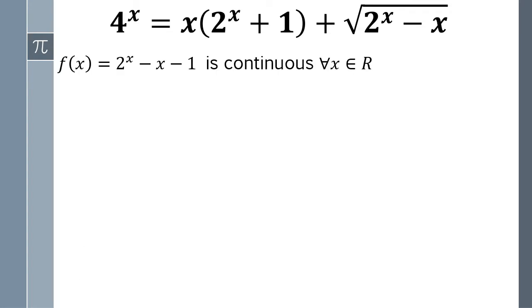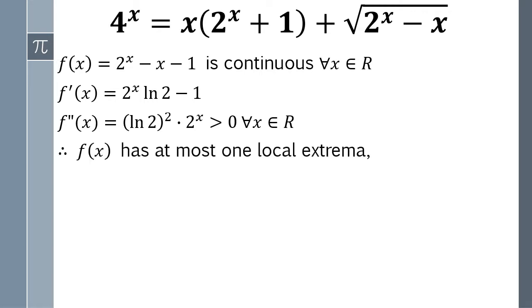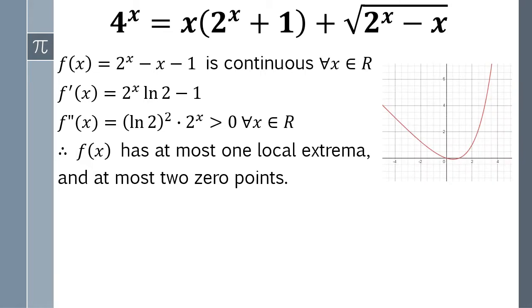From the expression of f(x), 2 to the x power minus x minus 1, the first derivative is 2 to the x power ln 2 minus 1, and the second derivative is equal to ln 2 squared times 2 to the x power. We note that this is a value that's always larger than 0 for any x that belongs to the real numbers. So what does that mean? That means f(x) has at most one local extremum and at most two zero points. In fact, this is how f(x) looks.